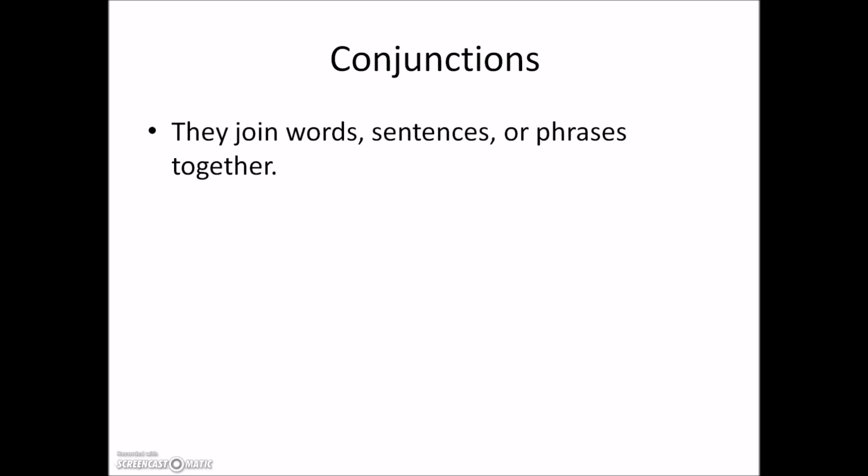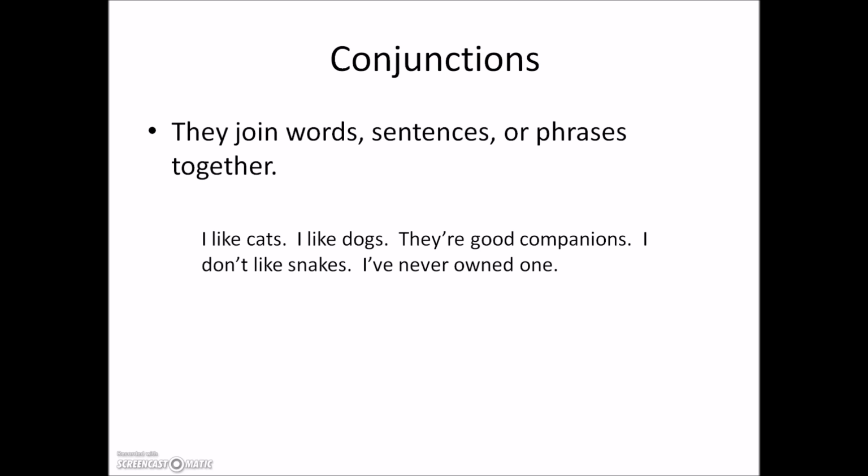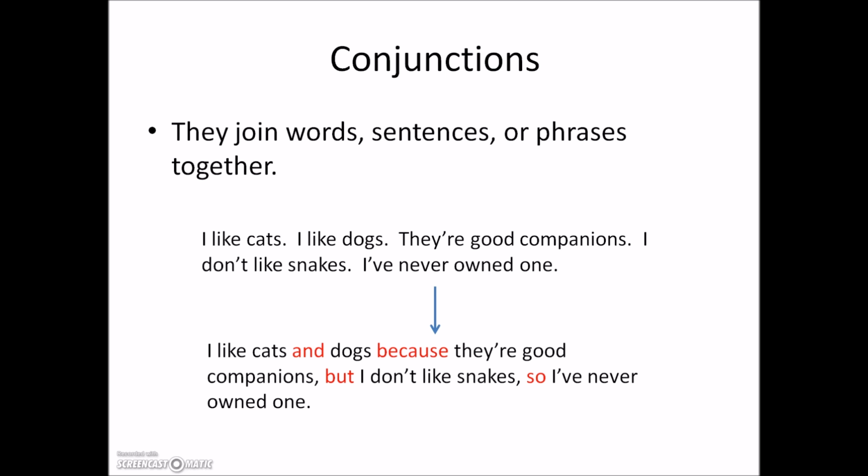A conjunction joins words, sentences, or phrases together. For example, here are many sentences written separately. I like cats. I like dogs. They're good companions. I don't like snakes. I've never owned one. We can combine all these sentences together with conjunctions. I like cats and dogs because they're good companions, but I don't like snakes, so I've never owned one.